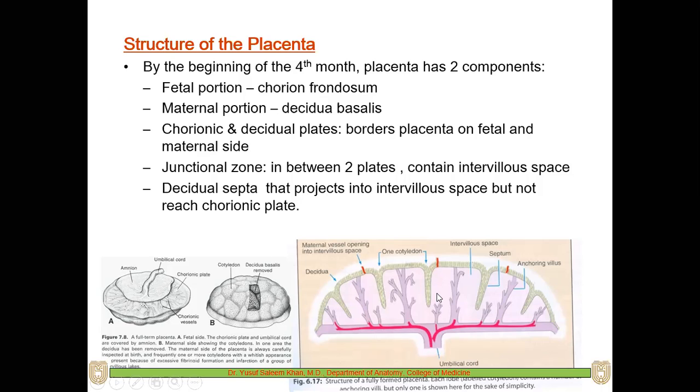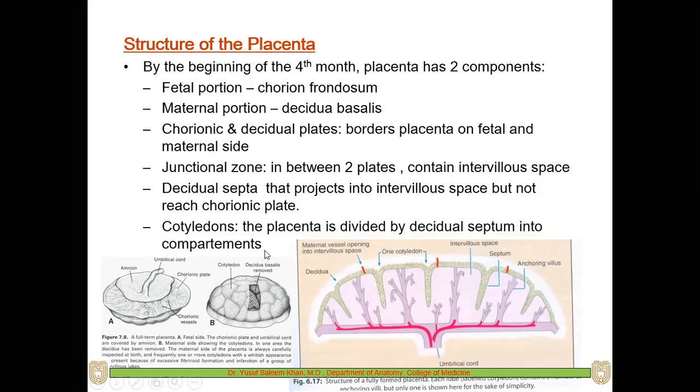They do not go up to the chorionic plate. This is the chorionic plate. So they will be dividing the placenta, and you can see it as cotyledons. The space between the two septa will be called a cotyledon. The placenta is divided by decidual septa into cotyledon compartments. So the space between two septa is one cotyledon, and as we can see, there are multiple cotyledons here.